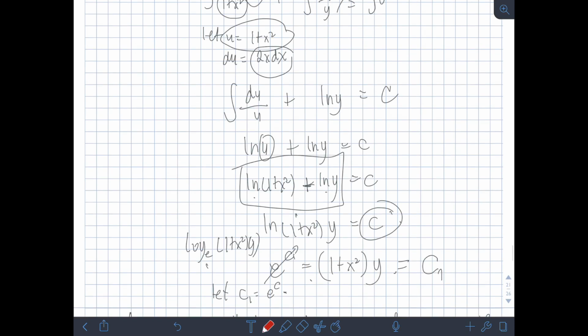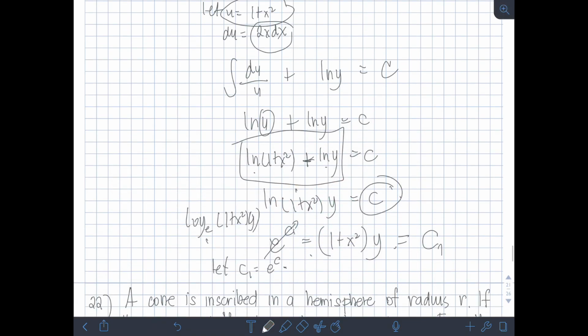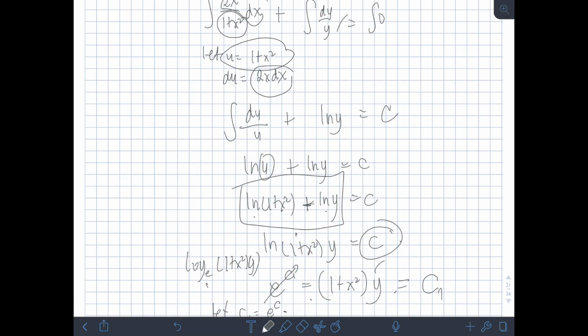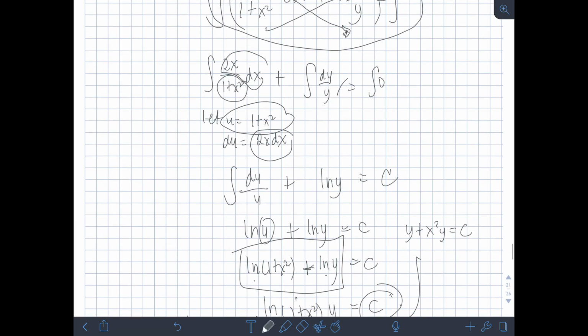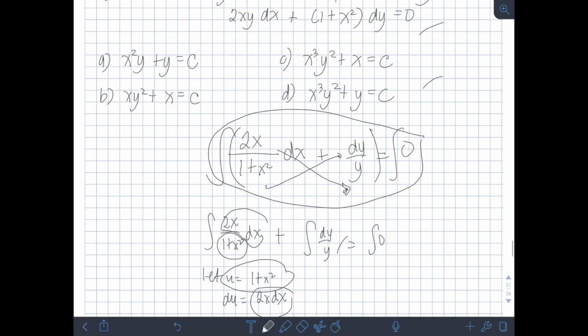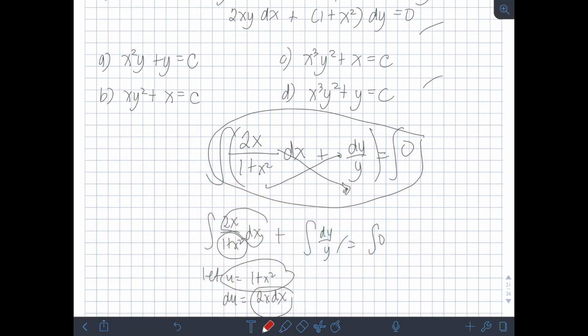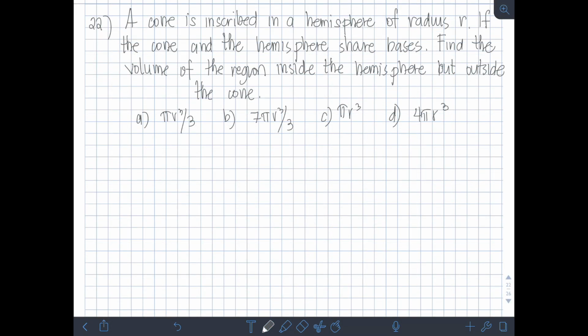So, dinidistribute pa niya itong y. So y plus x squared y is equal to z. Letter A. Okay? Next, we have a cone is inscribed in a hemisphere of radius r.